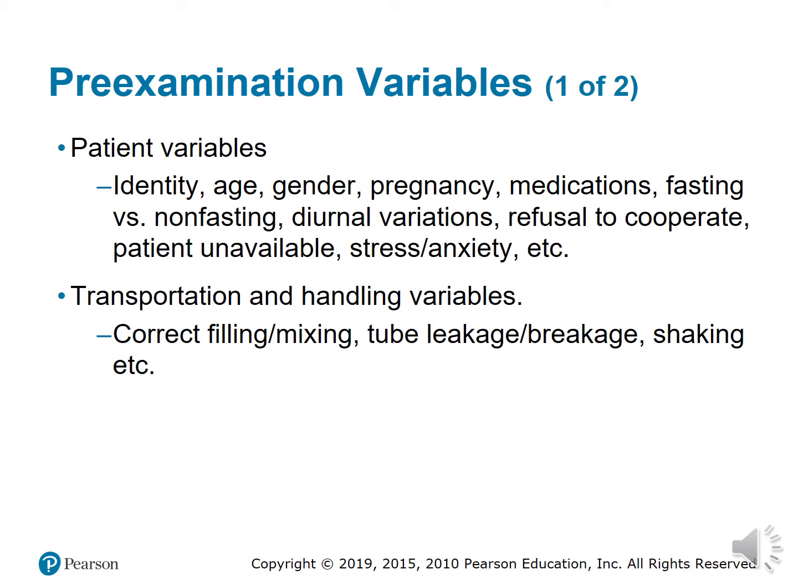Pre-examination variables: identify age, gender, pregnancy, medication, fasting versus non-fasting, diurnal variations, refusal to cooperate, patient unavailable, stress, anxiety, etc. Transportation and handling variables: correct filling, mixing, tube leakage, breakage, shaking, etc. All right. Again, all these things will have a profound effect on the test results as stated in previous chapters.